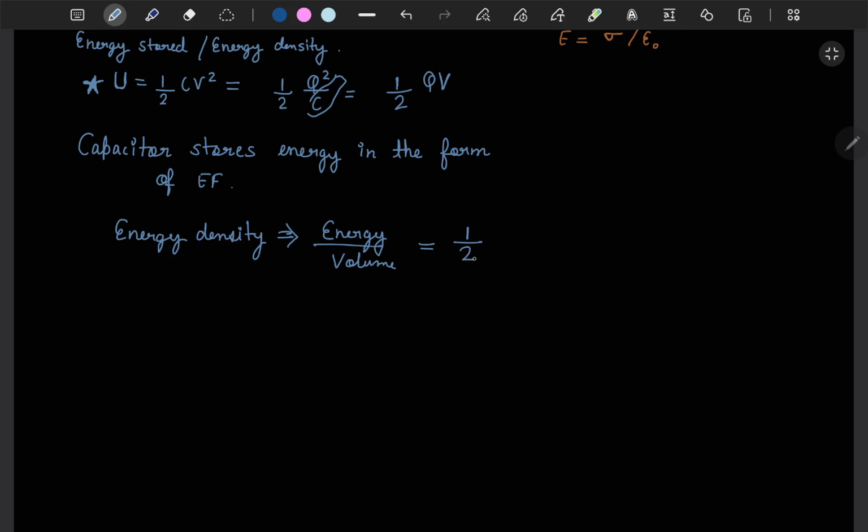So it will be half epsilon naught E square. Remember, do not get confused between epsilon naught and E. E is the electric field, and epsilon naught is the permittivity of free space.